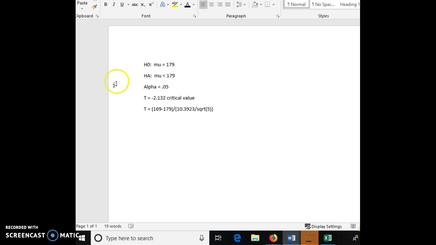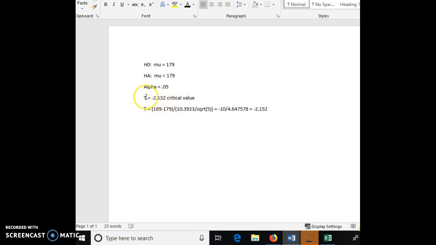So now we want to do those two calculations in our calculator. The top is going to give us -10, and the bottom is going to give us 4.647578. And then let's divide those two out. That gives -2.152.